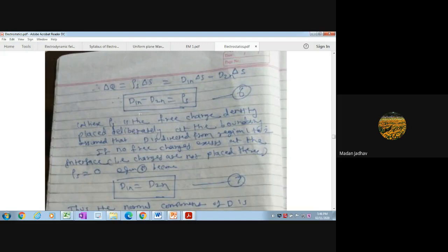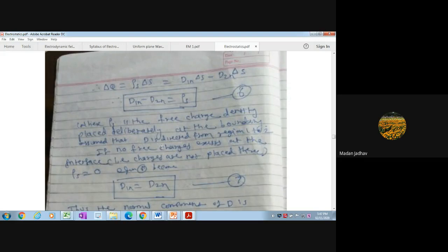Okay, like this. D1n and D2n depend upon rho s. If rho s has some value, the difference between D1n and D2n is only rho s. That is, if you find the normal component D1n, and you find D2n, and you take the difference between them, then the difference is only rho s. It means one of the components is greater by the rho s value.